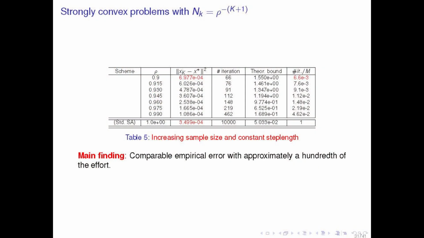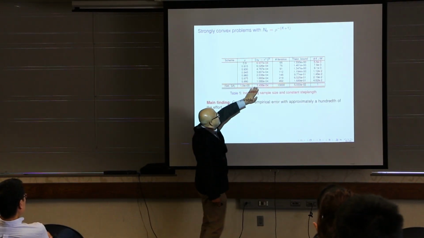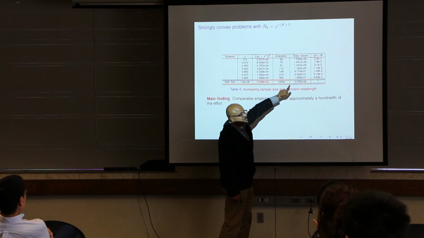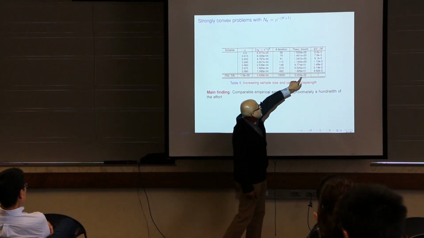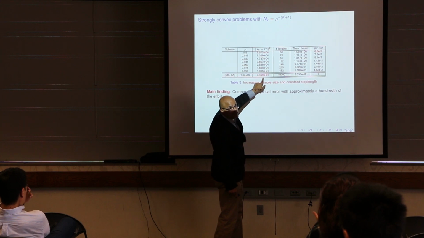So let's look at the first problem, the strongly convex regime, and let's talk about this table. In this column, I've got standard stochastic approximation. What this does is just take 10,000 steps. This is the theoretical bound, and this is the empirical error. That's what you'd like to calibrate against.